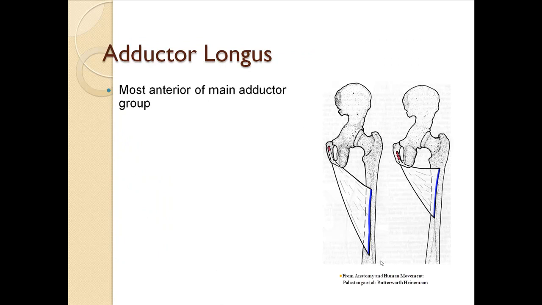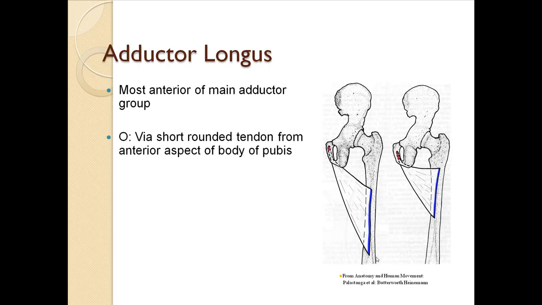The main adductor group includes adductor longus, adductor brevis and adductor magnus. Adductor longus is the most anterior of our three adductors. It arises from a small rounded cord that attaches onto the body of the pubis. It's a large triangular muscle whose fibers pass downwards and laterally away from the pubis before inserting onto the middle half of the linea aspera.